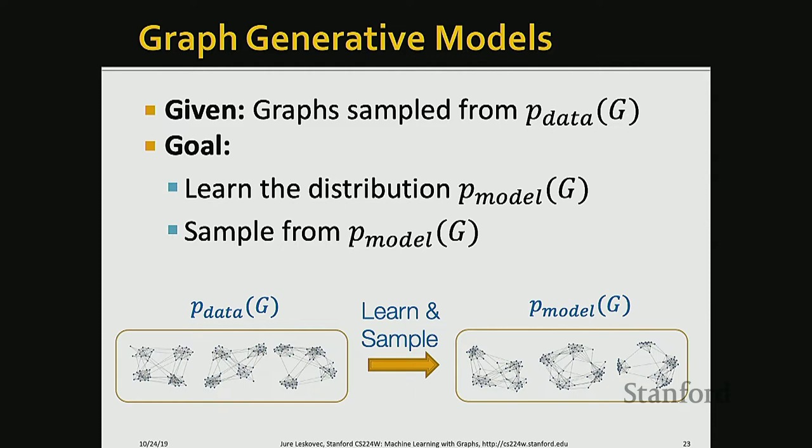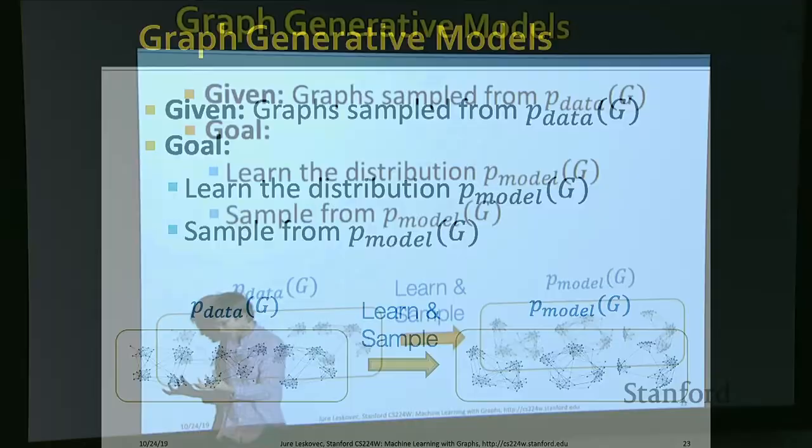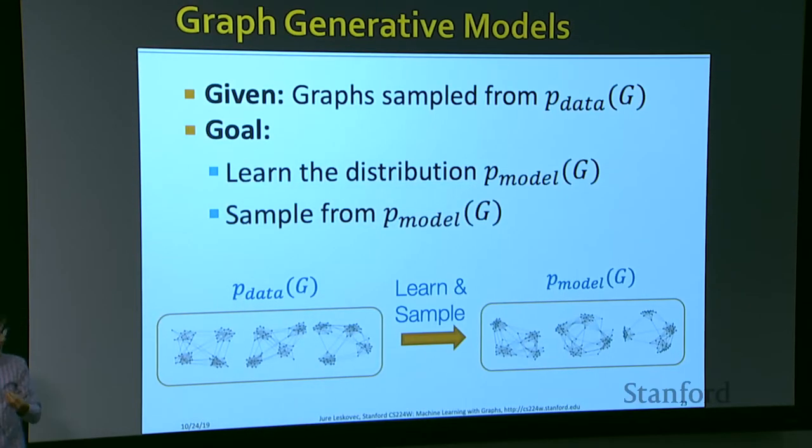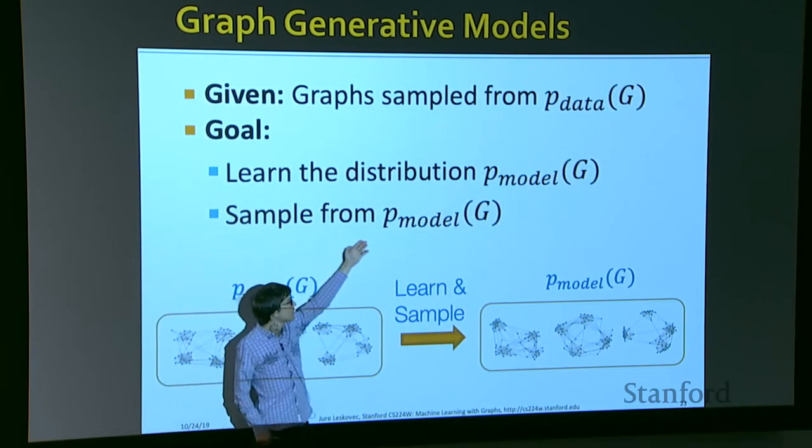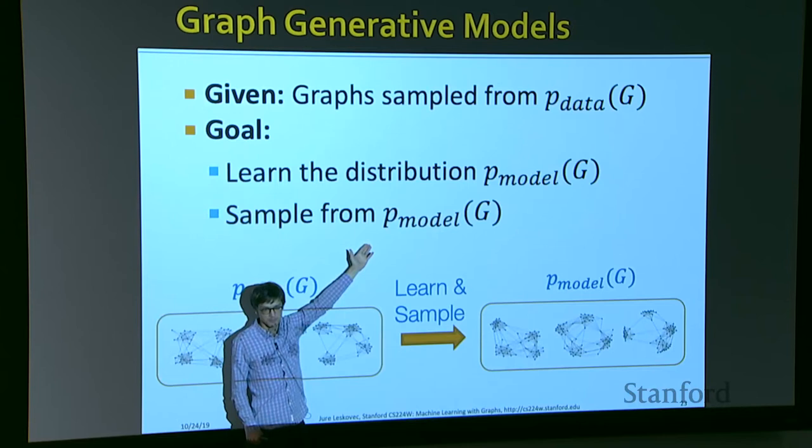My goal would be that I'd like to capture this distribution of graphs that I see. So I would like to use this probability distribution that is generating the data, and I would like to mimic it using my model. So that once I have this probability distribution mimicked by the model, I'm able to learn the distribution, and I need to be able to draw samples from it.